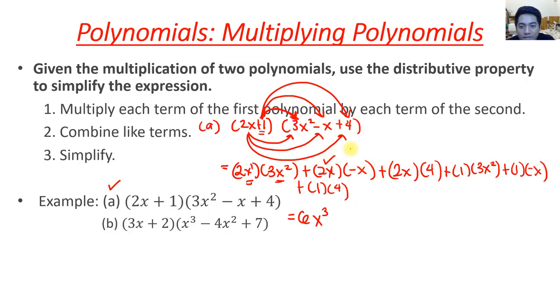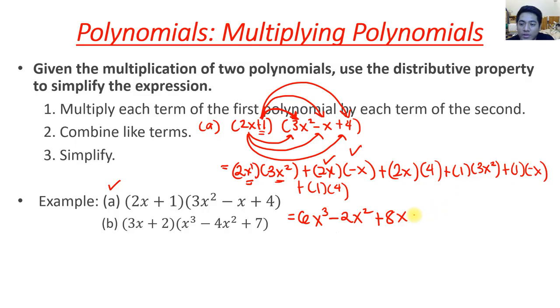Next, we have 2x times negative x. That would be negative 2x squared. So negative times positive would be negative, and this plus becomes negative because negative times positive would be negative. So next, we have 2x times 4, 8x. So this becomes positive 8x.